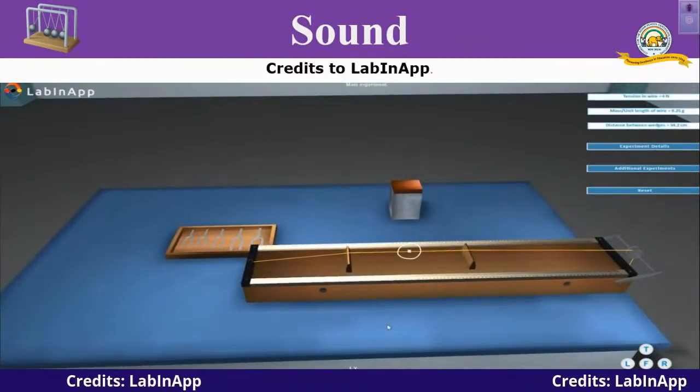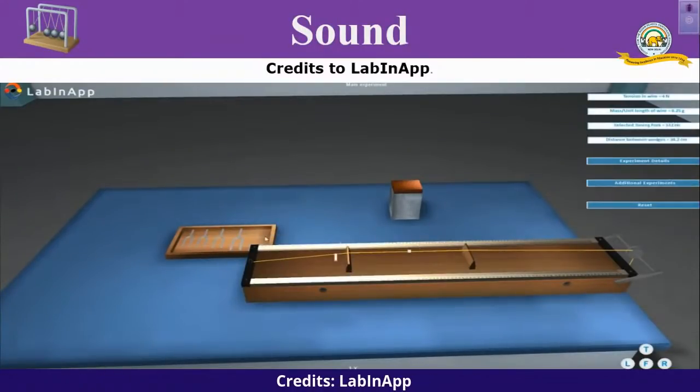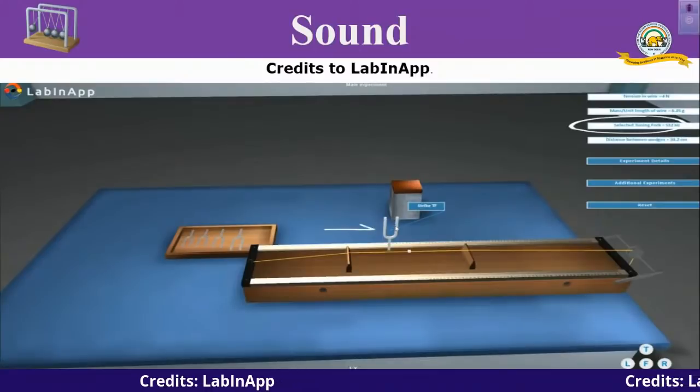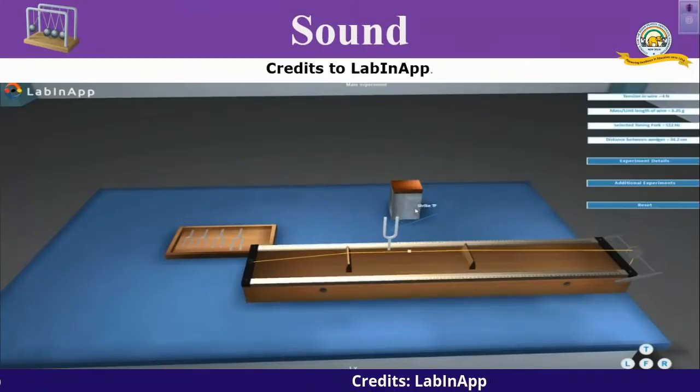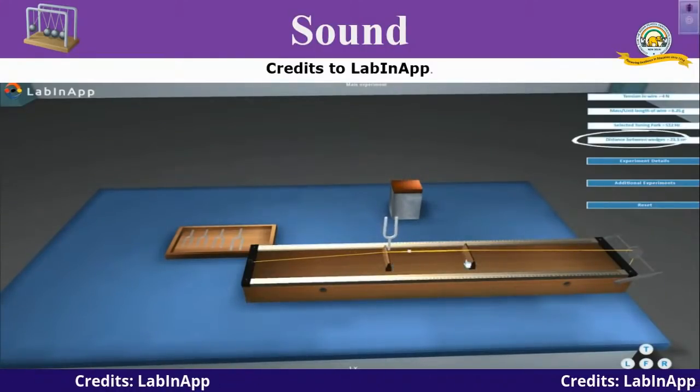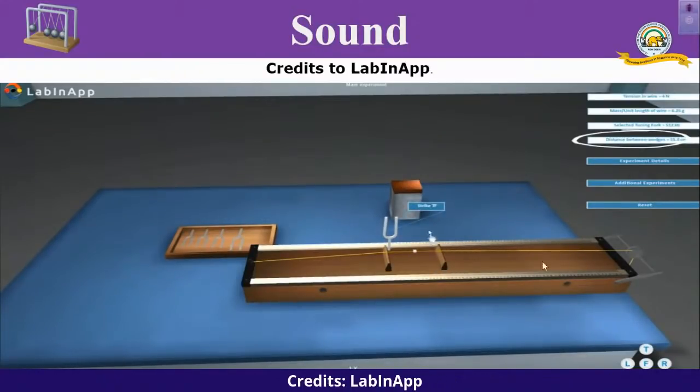Place the paper rider on the middle of wire AB. Select the tuning fork of required frequency. Strike the tuning fork in order to generate the frequency. Move the wedge slowly to get maximum vibration on string.